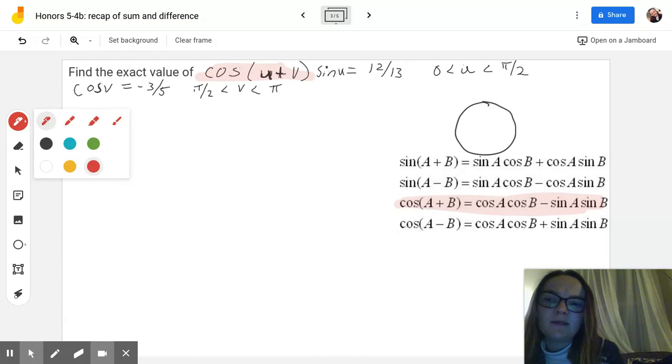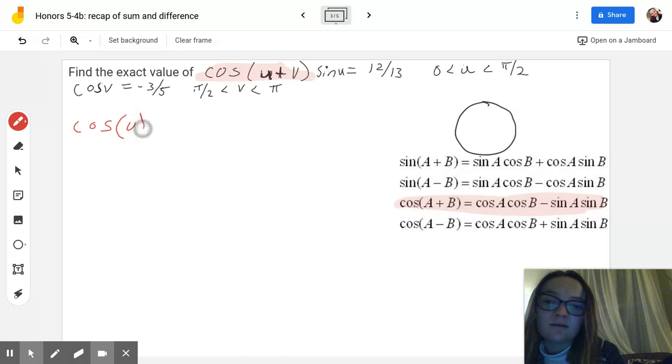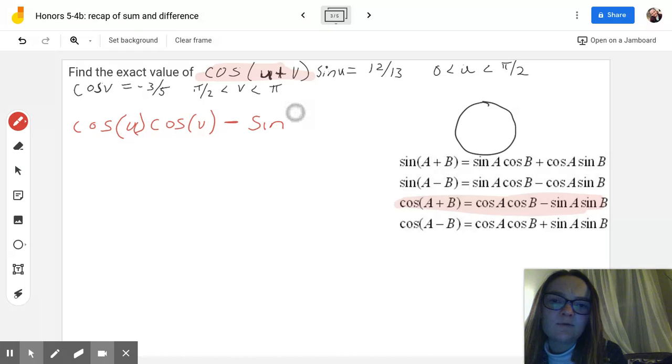So what I'm going to get is cosine of u, which is going to be a in this case, times cosine of v. I should put a little tail on the u so we don't get confused. And then we're going to say minus sine of a, which is u, times sine of b, which is v.